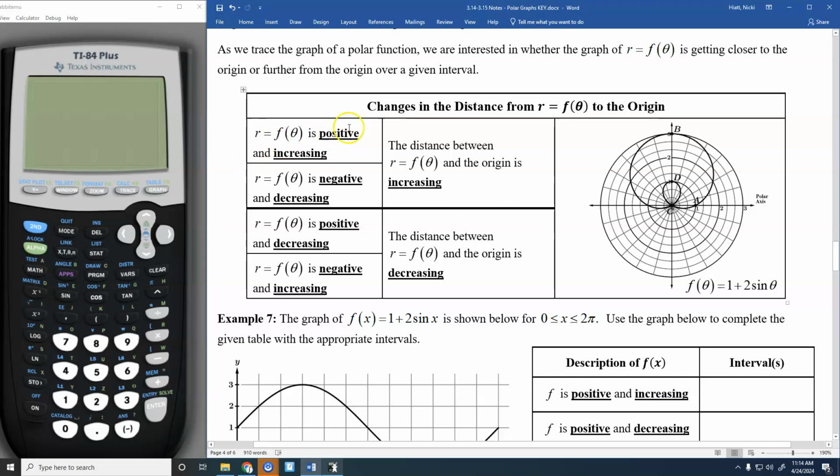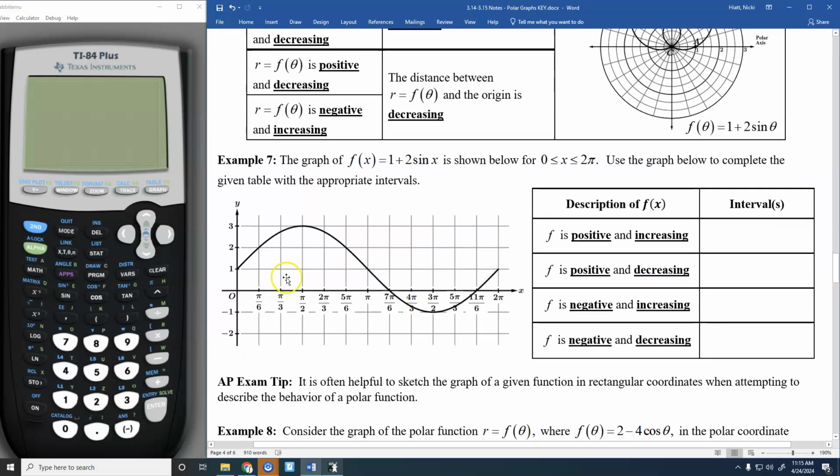If we have something that's positive and increasing or negative and decreasing, so your signs are matching here, positive increasing is sort of like a positive, negative decreasing is kind of like a negative, then the distance between the graph and the origin would be increasing. So it either means you're going away on this side, or you could be going away on this side. If you have positive decreasing, negative increasing, if you have opposite signs there, then your distance should be decreasing.